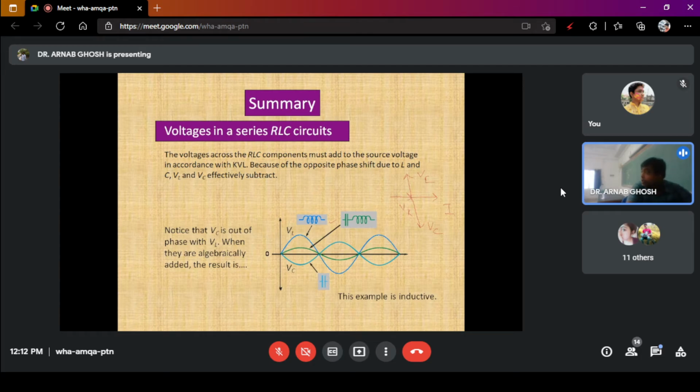So, what will you say? This circuit is an inductive circuit. So, its frequency will be higher than the resonant frequency, because the resultant voltage between VL and VC is such that VL is greater than VC.